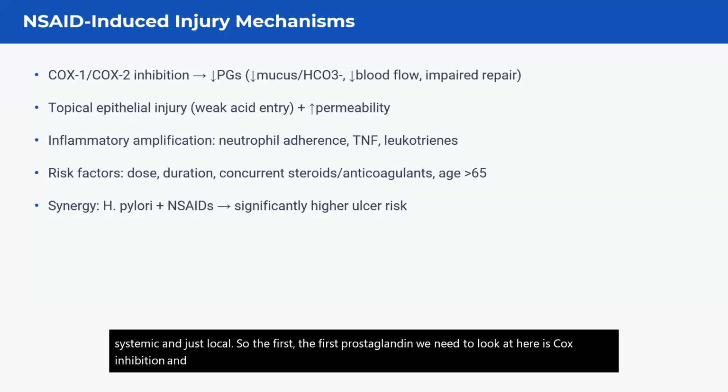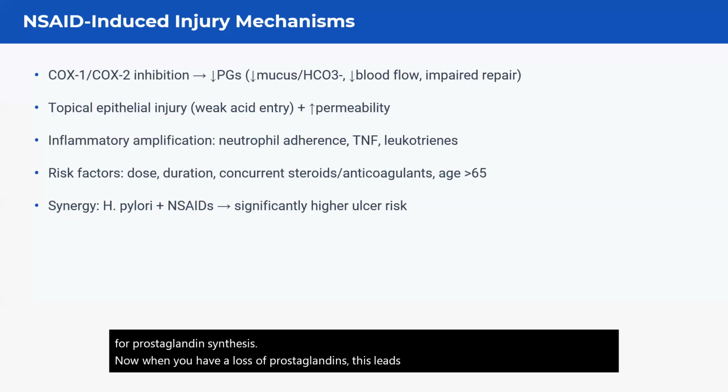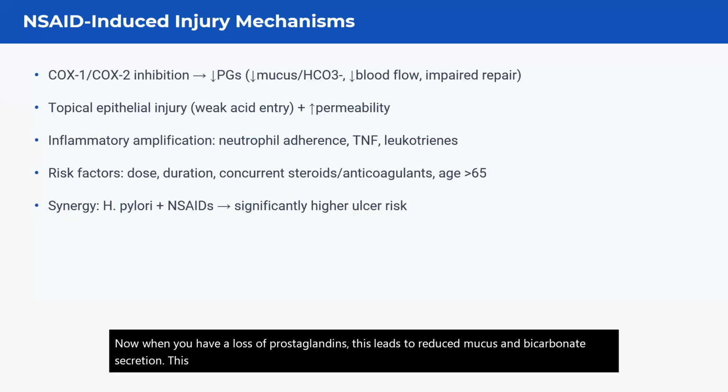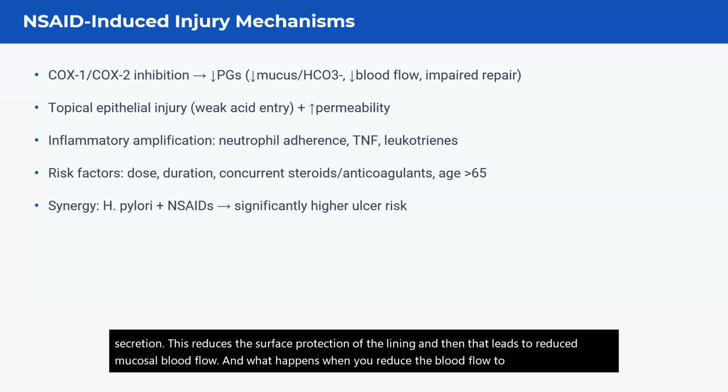So NSAIDs inhibit COX-1 and 2, which are required for prostaglandin synthesis. Now, when you have a loss of prostaglandins, this leads to reduced mucus and bicarbonate secretion. This reduces the surface protection of the lining. And then that leads to reduced mucosal blood flow. And what happens when you reduce the blood flow to somewhere? Well, you get ischemic vulnerability.